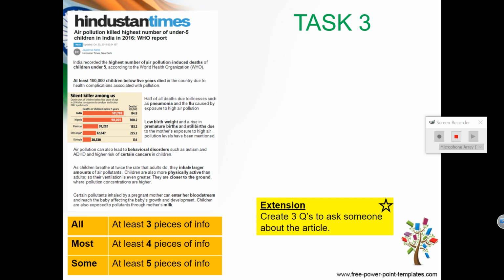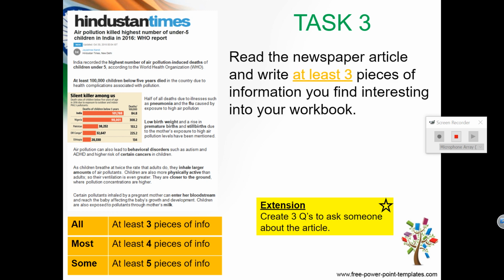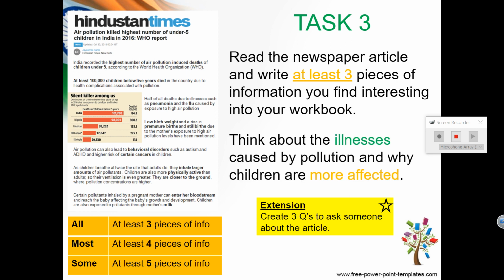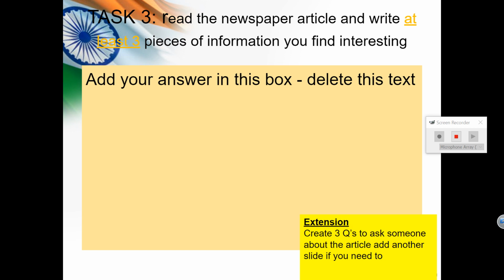Your extension question, if you feel you are finding that first task very easily, is to create 3 questions that you could ask someone about that article. And there's space to do that in the next slide as well. It says work, but it means the next slide. Think about the illnesses caused by pollution and why children are the most affected compared to adults. And there's space there to do that work.